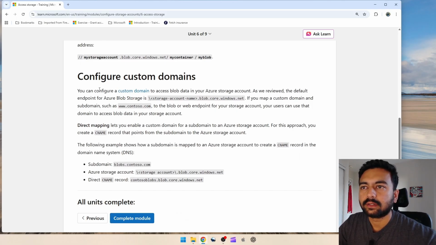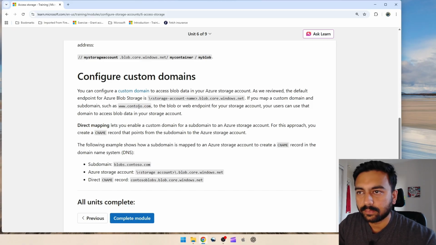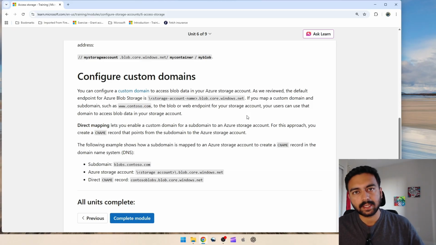And you can configure custom domains to access blob data in your Azure storage account. If you map a custom domain to the blob, your users can use that domain to access blob data. So you can create a domain like this, and then you get that URL, and your users can access that data in blob.